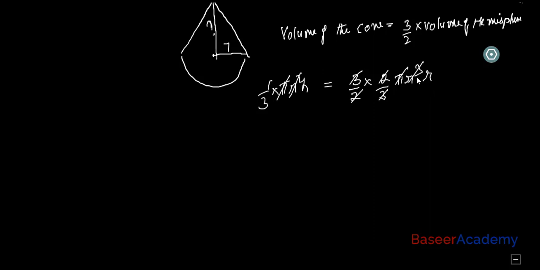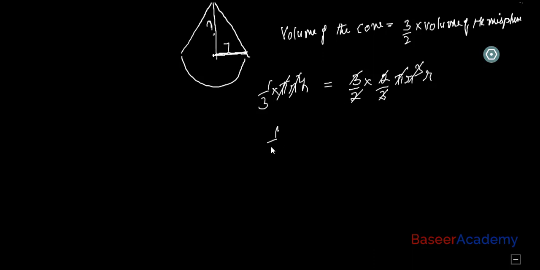I can cancel r also because the base is the same for the sphere and the cone. So the radius is actually the same for the sphere and the cone. That's the reason I'm cancelling this radius and this radius.